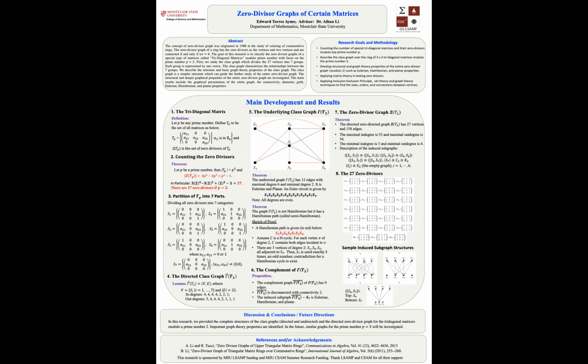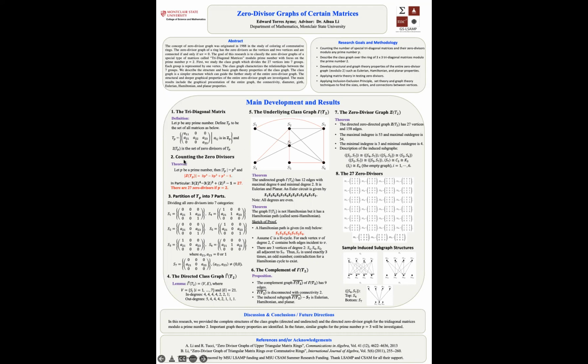To define the tridiagonal matrix that we researched, we let P equal a prime number and T_P, the set of all tridiagonal matrices, be the set of matrices as defined here. As you can see, we have 5 entries, and they could vary between 0 and 1 in modulo P equals 2. And Z of T_P is the set of all zero divisors of T_P.